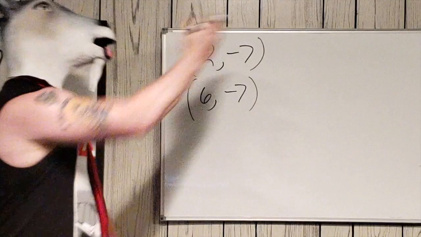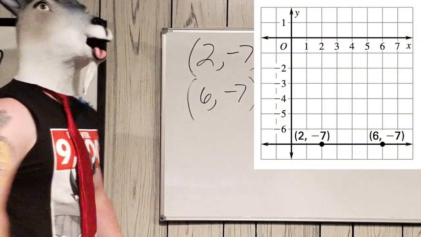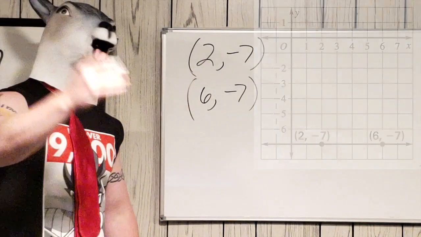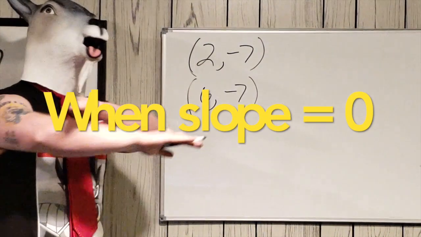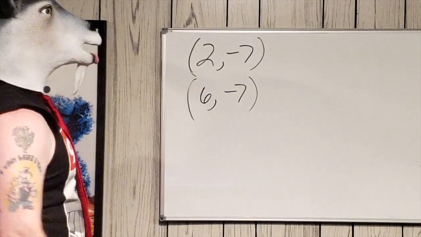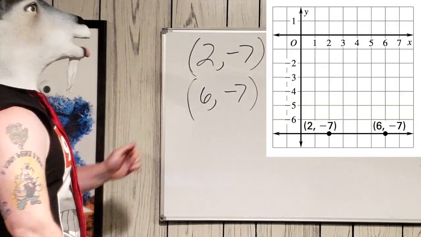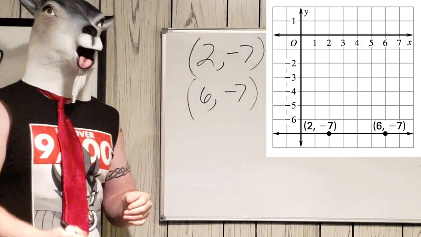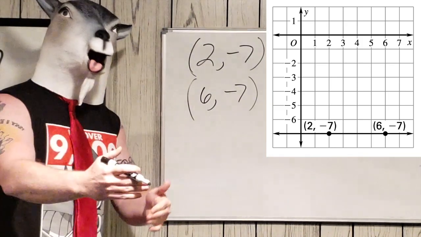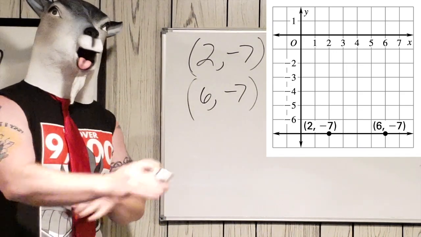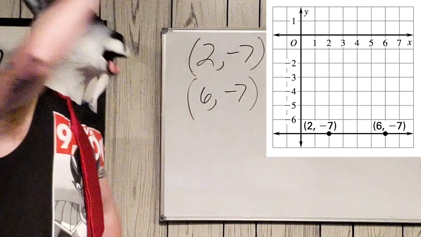So this right here, this abomination is what happens when you have zero slope. That means you got nothing. You ain't going up or down. You just staying the same. So take a look. Right. We got 2, negative 7 and 6, negative 7. All right. So when the y's are the same, the slope is 0. Every time, staying done. Right.